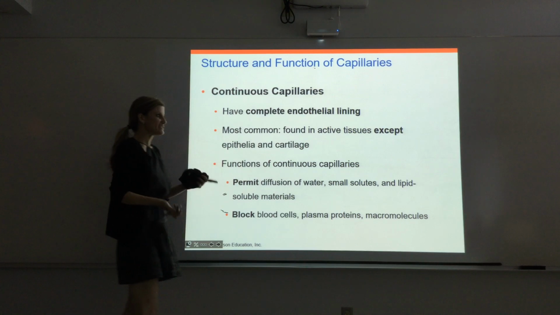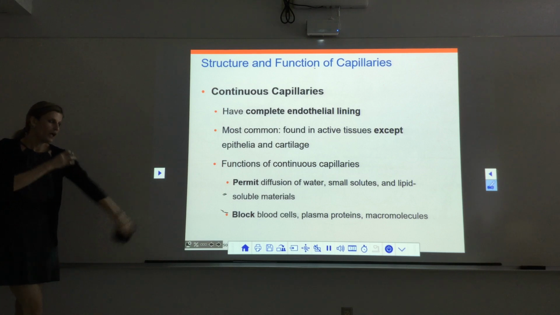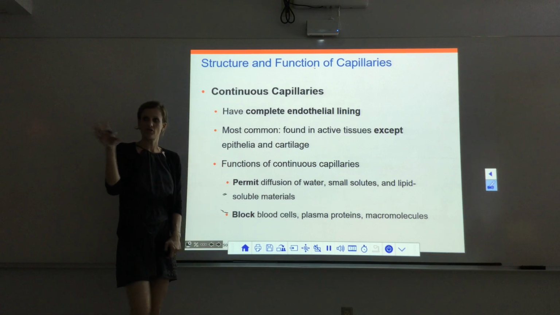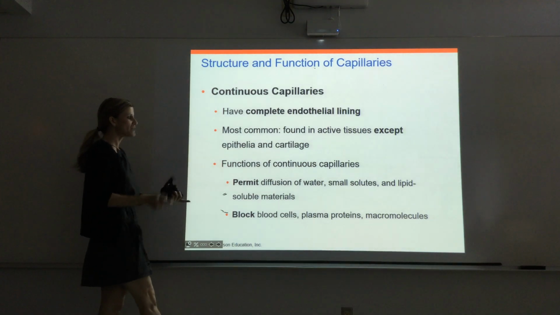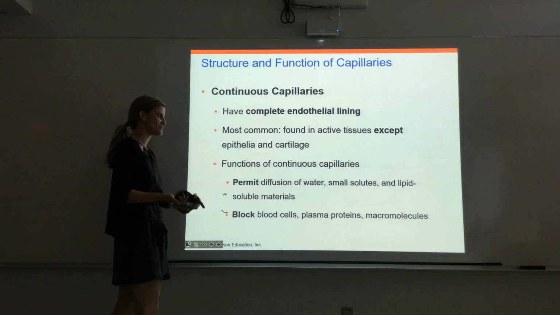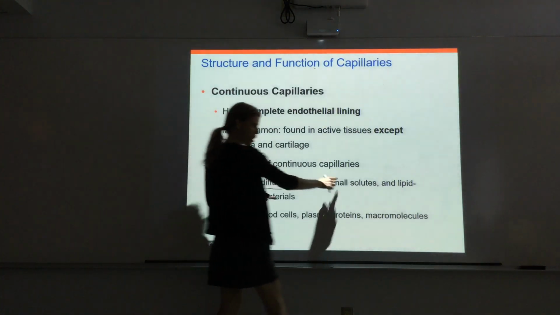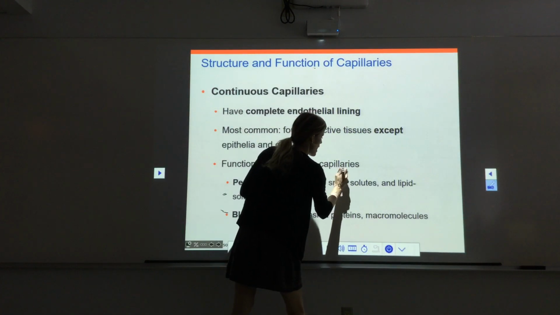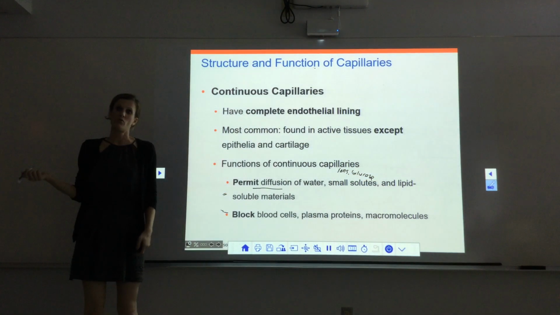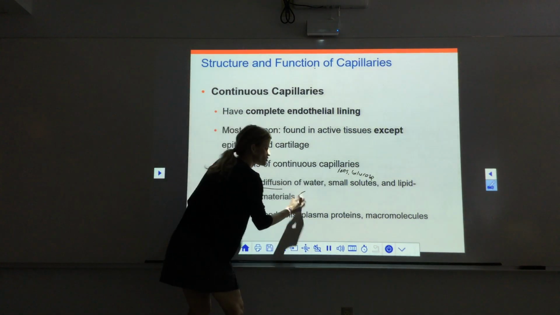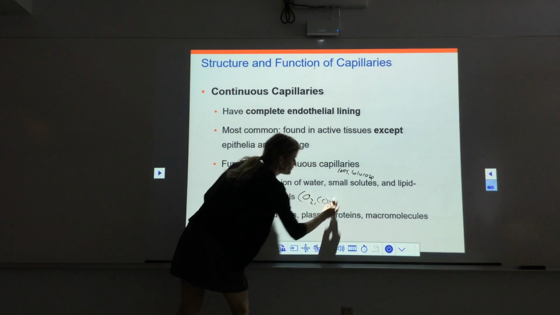Again, we see these in almost all active tissues. I mentioned before, not in the epithelia, right? So your epidermis is avascular. And we don't have it in the center of cartilage, but it's in the membrane outside of cartilage, the perichondrium. So continuous capillaries, again, are the general common capillaries that we have in most places. They allow the diffusion of water, of small solutes, so that would be stuff like ions and glucose, and then lipid-soluble materials. Remember, the respiratory gases are lipid-soluble. So oxygen and CO2.